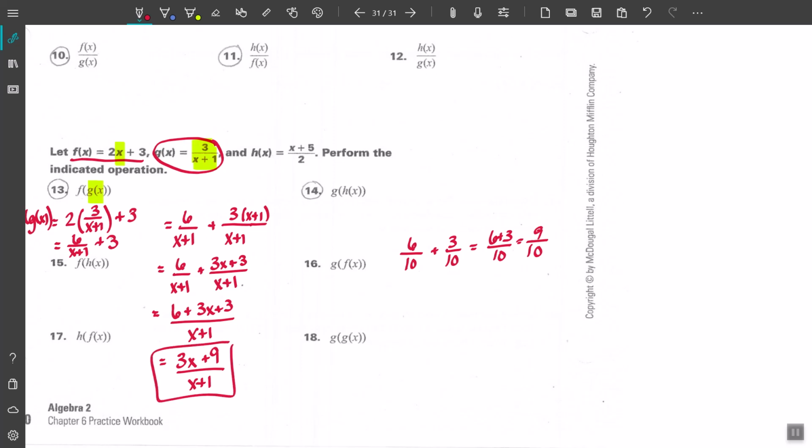All right, once again, if you didn't quite catch it the first time, go back and watch it one more time before you move on to number 14.